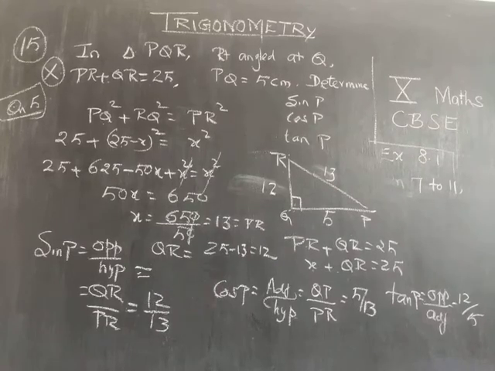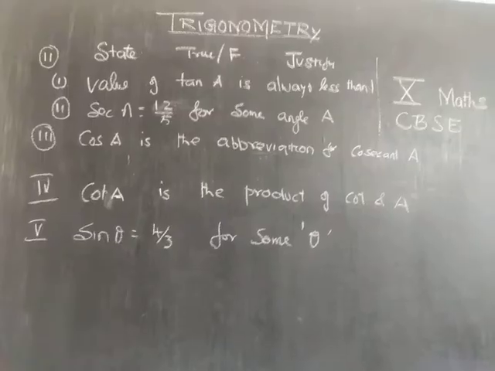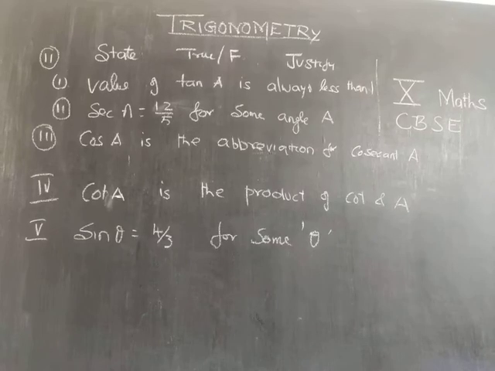Now I go for the last problem. The last problem is exercise 8.1. State true or false, and justify. Value of tan A is always less than 1. Secant A is 12 by 5 for some angle A. Cos A is the abbreviation for cosecant A. Cot A is the product of cot and A. Sin theta is 4 by 3 for some angle theta.